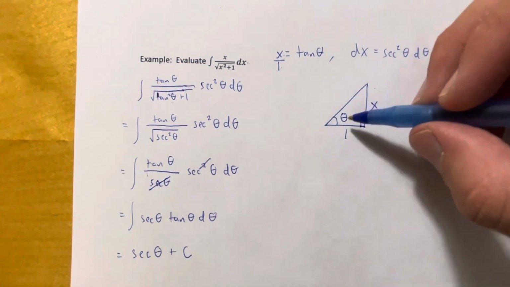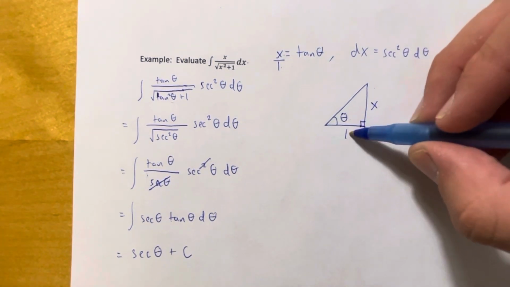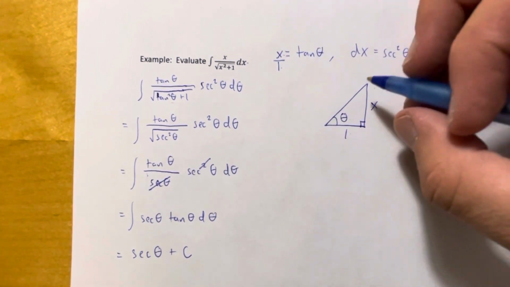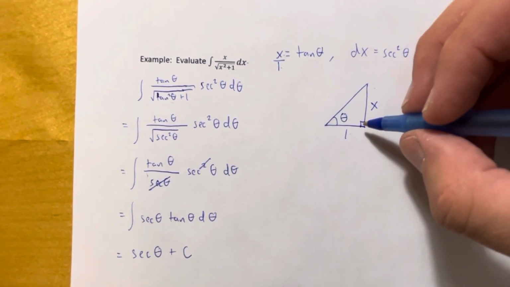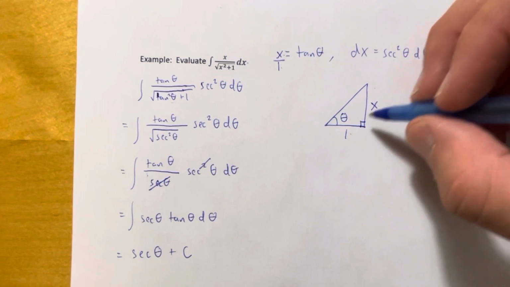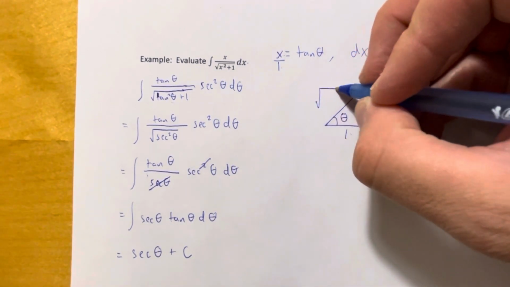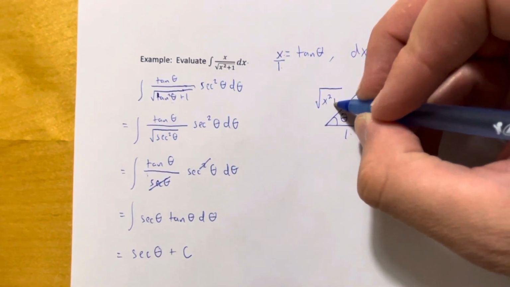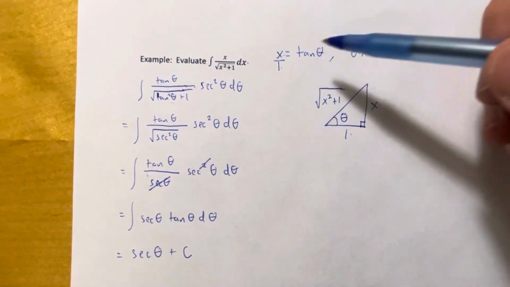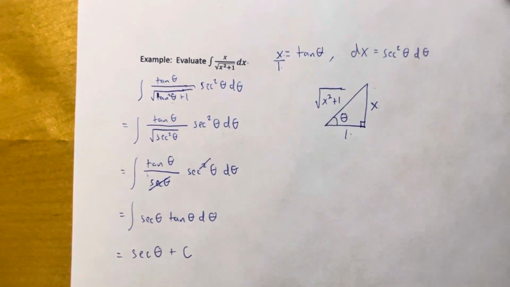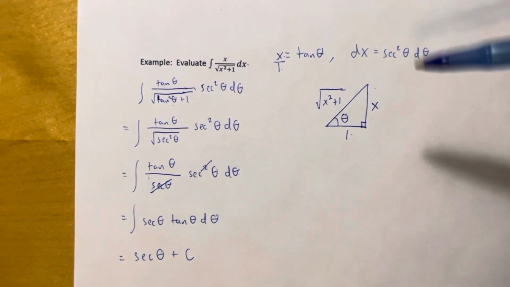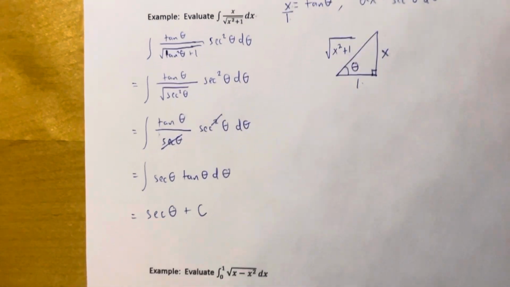Okay? So if I took the tangent of this angle, I would get x over 1, which is what I have here. The Pythagorean theorem, I would do the square root of this thing squared plus this thing squared, which is going to look like the square root of x squared plus 1, which again, notice that that's something that showed up in our original integral. That's not a coincidence that that keeps happening, okay?